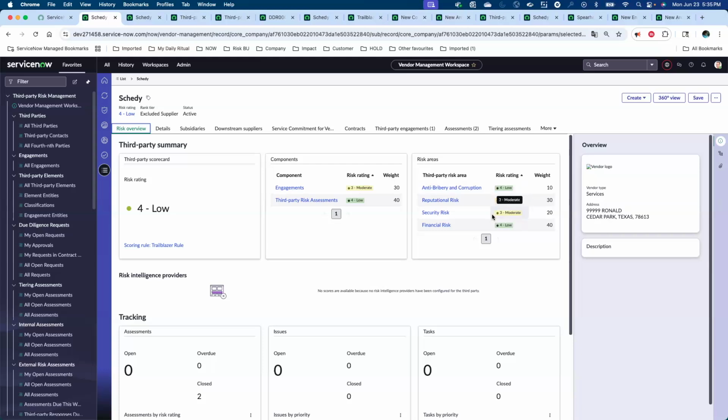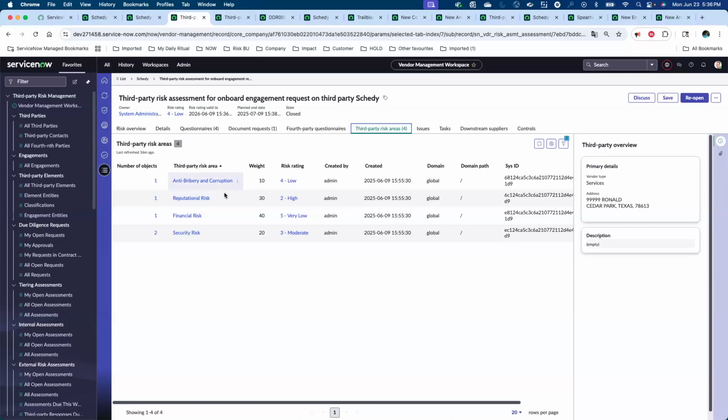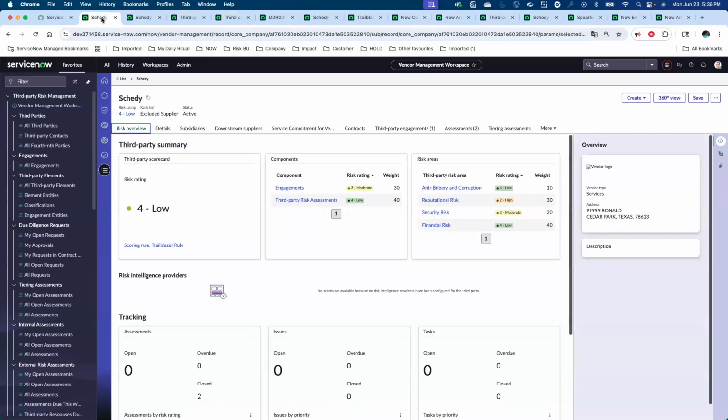Likewise, if we take any other example, for example reputational, it is 3 moderate, reputational over here is 2, and then again 1. So 3 plus 2 plus 1 is 6, divided by 3 is 2. So for reputational, it is 2 high. That's how the roll-up is happening at the risk areas level.